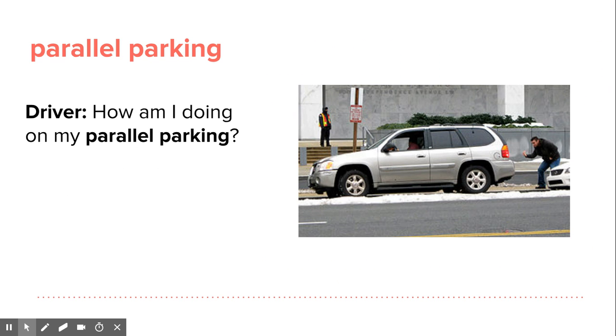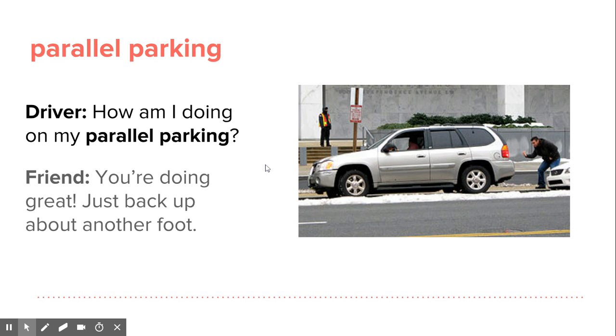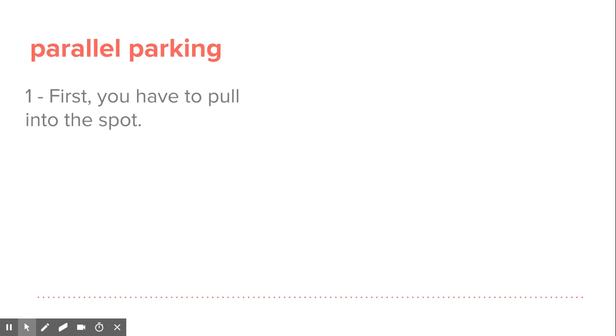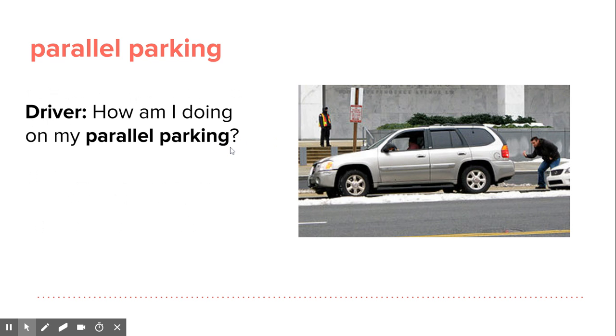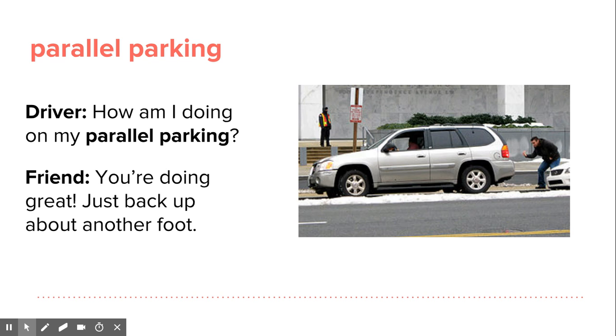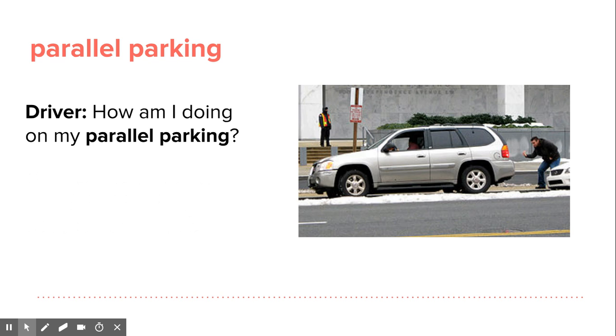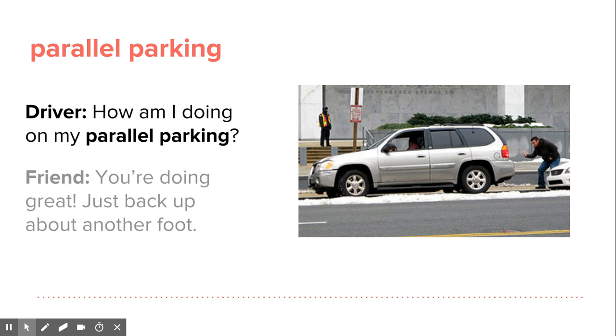Let's practice a conversation between these guys. Here we go. Here's the driver. He's talking. He says, "How am I doing on my parallel parking?" His friend says, "You're doing great. Just back up about another foot." So that's an example. So let's practice this together. You be the driver, or I'll be the driver, and you be the friend. Ready? How am I doing on my parallel parking?